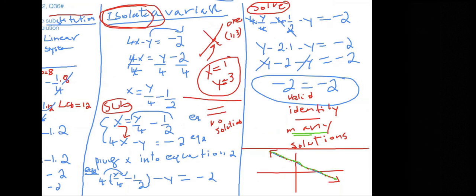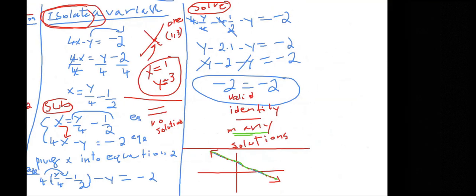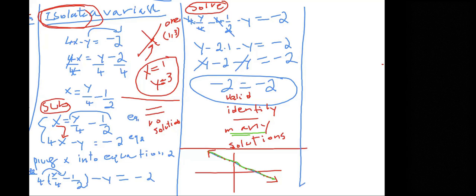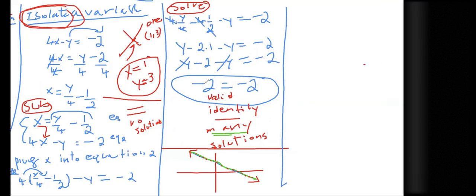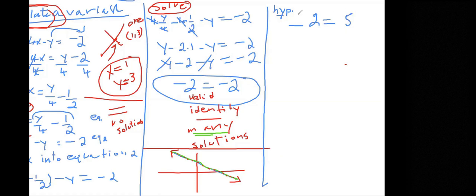Another hypothetical situation is, instead of having an identity like this, let's say instead you got maybe -2 equals, let's say, 5. This is a hypothetical situation. What do you think about this statement? I'm going to challenge you. I'm going to give you a little hard time about this one, but I'm sure you will get it. What do you think about this statement here?